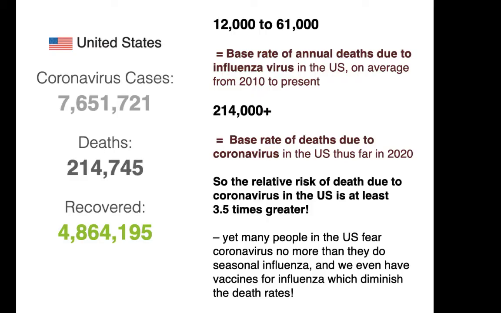Now consider our current situation with coronavirus as compared to seasonal flu. The base rate of annual deaths due to influenza virus in the United States, on average from 2010 to present, is somewhere between 12,000 to 61,000 deaths. The base rate of deaths due to coronavirus in the U.S. thus far in 2020 is greater than 214,000. So the relative risk of death due to coronavirus in the U.S. is at least 3.5 times greater. Yet many people in the U.S. fear coronavirus no more than they do seasonal flu. And we even have vaccines for influenza, which diminish the death rates.